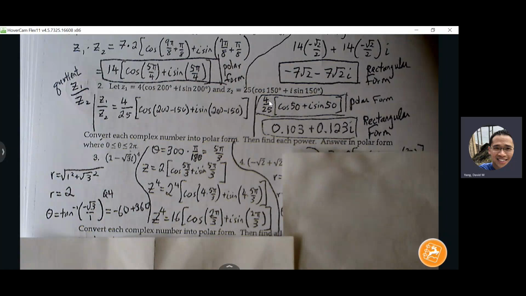Okay, any questions with 3? So I start with 20π/3, which is outside of my interval, so I keep subtracting 2π. Yeah.